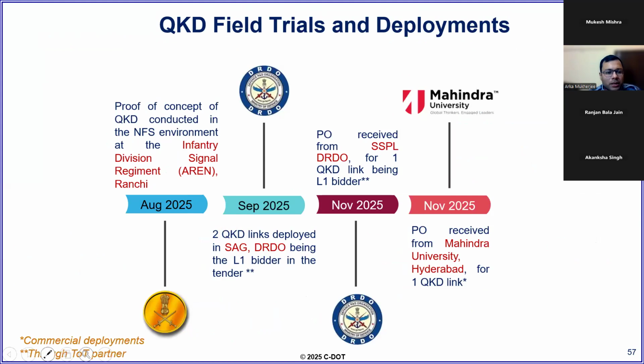And we have some TOT partners. TOT partners are actually the bulk manufacturers. They have bid for some tenders, and now they have supplied two links to the Scientific Analysis Group in DRDO, and they have recently secured another tender from DRDO. So you can see that these are competitive tenders. Other private bidders have also bid for that. So you can see that our systems are really cost effective.